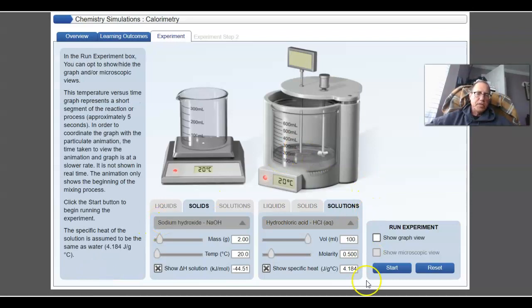All right. So then we're ready to hit next. Did that. And I'll go ahead, show graph view. All right. So that's all we can do. We can't do the microscopic view on this one. All right, so we will go ahead and start.